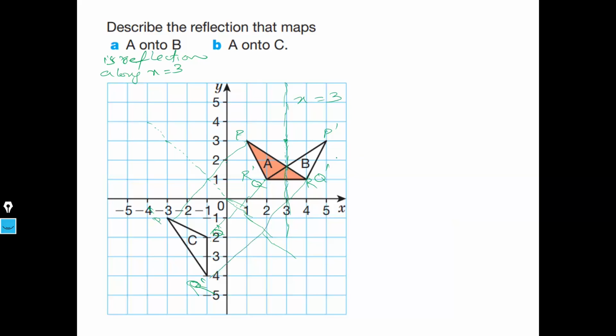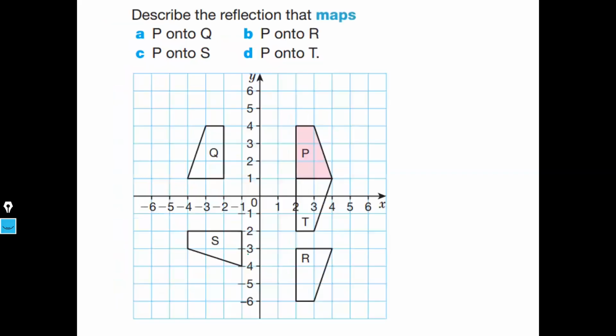See? So we can say that A onto C is the reflection along y is equal to negative x, because this line is y is equal to negative x. Reflection that maps P onto Q. You can tell me easily without checking, we can say the y-axis is in between where P reflected on Q. So we can say the line of reflection of P onto Q is the y-axis.